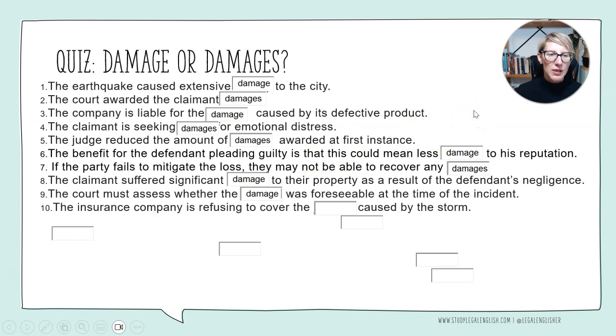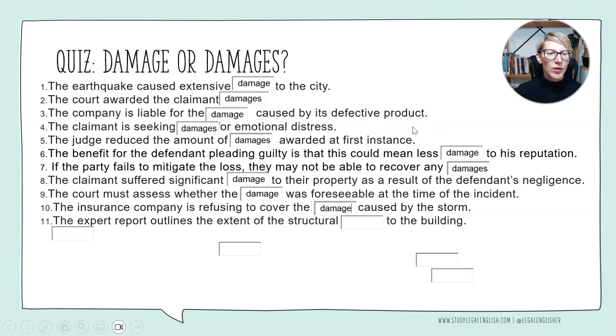Okay, let's have a look here at number 10. The insurance company is refusing to cover the damage caused by the storm. To cover means to pay for the damage caused by the storm. They're refusing to pay for the damage, okay? They don't want to pay for the damage caused by the storm. They don't want to pay money to compensate the harm, okay?